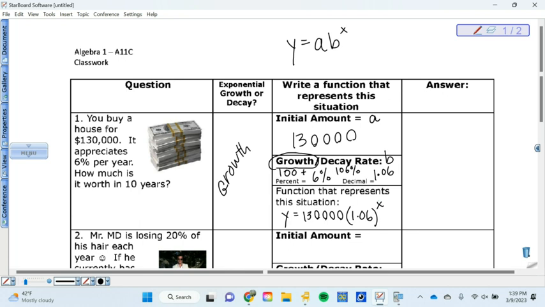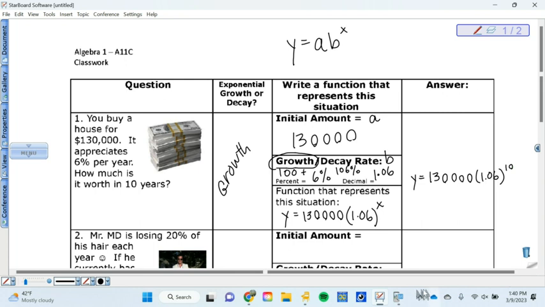Perfect. But now, how am I going to figure out how much it's worth in 10 years? What do I do with that 10 years? What am I going to plug it in for? X. For that exponent. That exponent we replace with 10. So y equals 130,000 times 1.06 to the 10th power. And that's what you plug right into your calculator and out pops the answer.